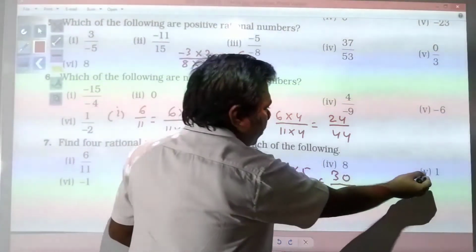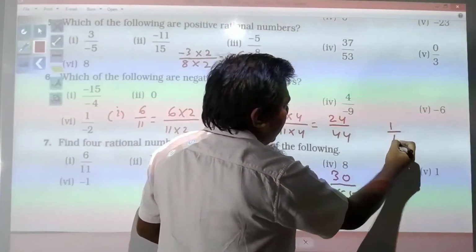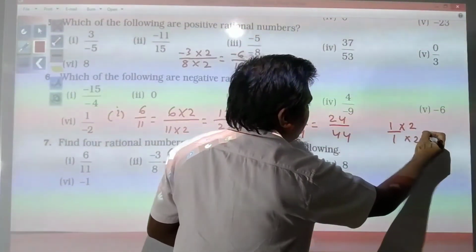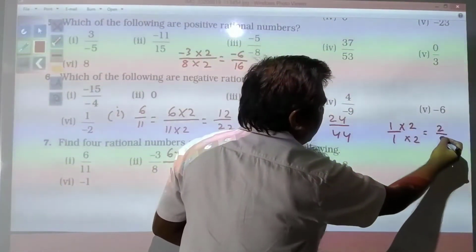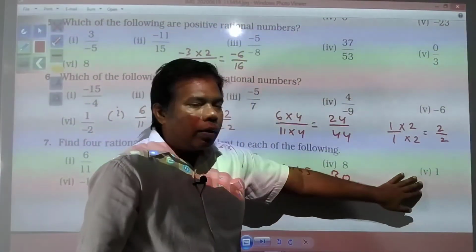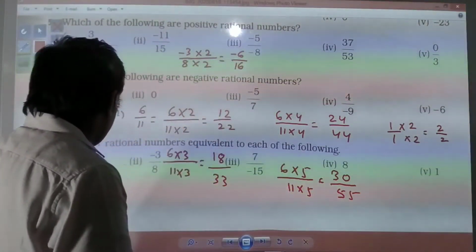Here you see, suppose you have only one number, 1. So it can be written as 1 by 1. So you write down 2 into 2, so this will be 2 by 2. Then 3 by 3, 4 by 4, 5 by 5. You will have equivalent rational numbers.